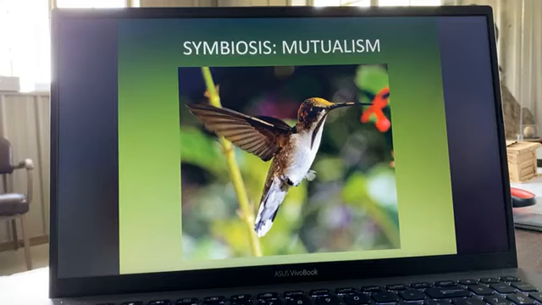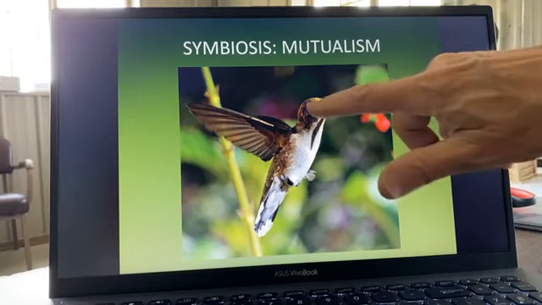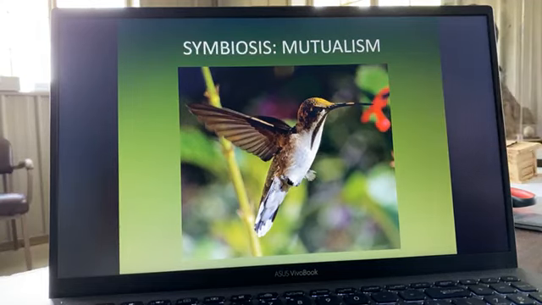Another pollen gatherer, of course, is the hummingbird. This is another black-chinned hummingbird, the female. You can see the pollen over her head and on her beak. As she goes from place to place, she spreads the pollen, pollinating the flowers. So the flowers give up some nectar.